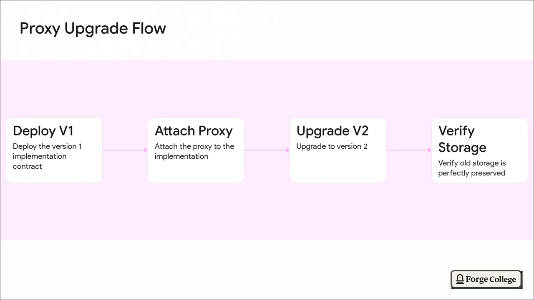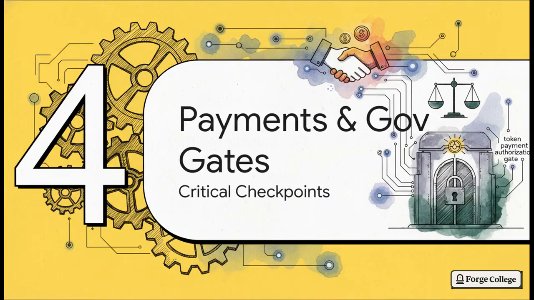Whatever values you set in version 1 must still be perfectly readable after the upgrade. If your test fails here, actually it's almost guaranteed you've mismatched your state variable order or types between the two versions. Which brings us to Section 4.